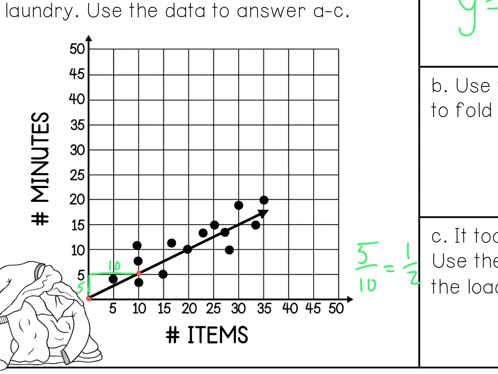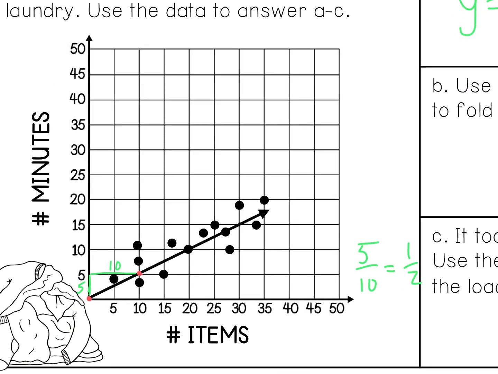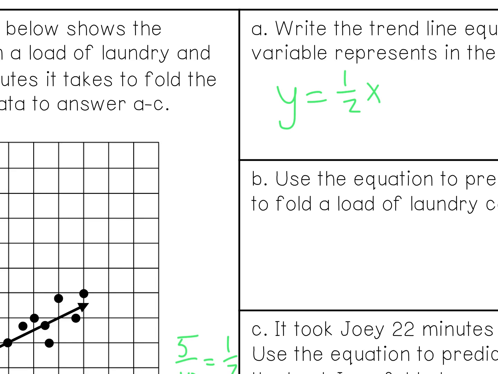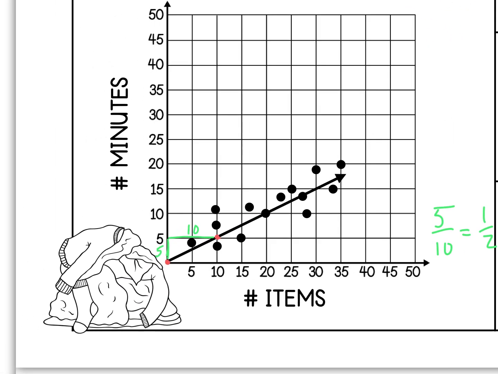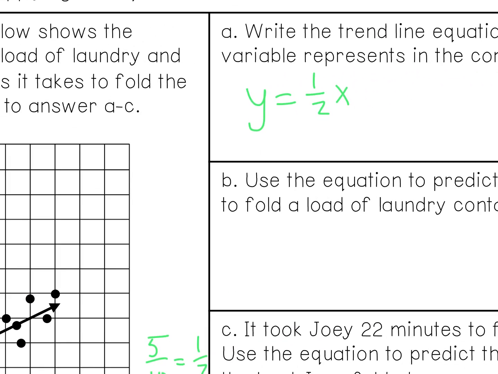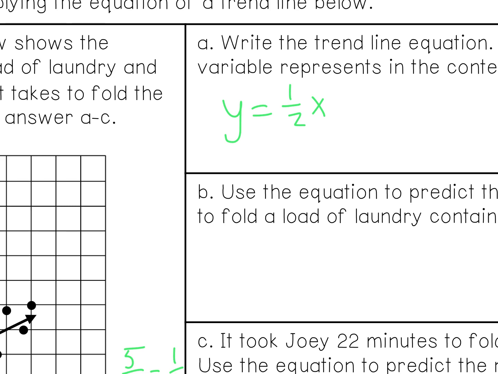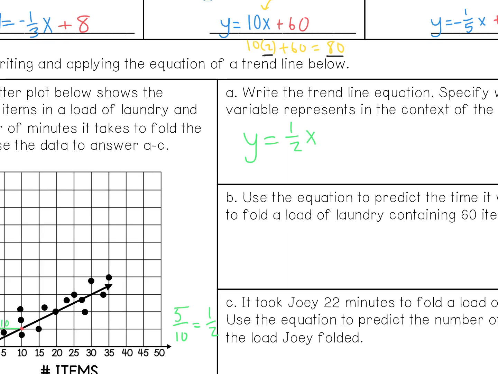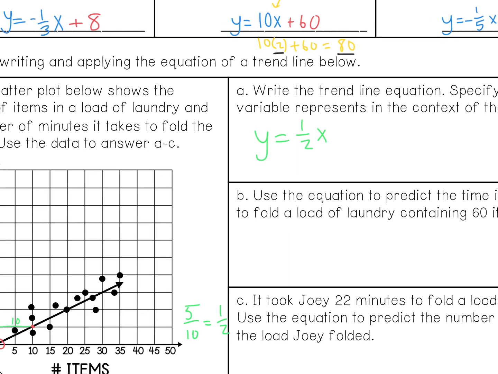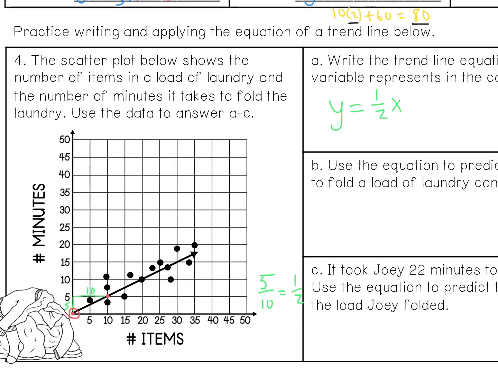So for A, we have y equals 1/2 x. Is that a positive or negative slope? Positive. Okay, and then where is our y-intercept? Where does it cross? 0. So do I need a b value? No, I don't. So that's our equation, 1/2 x. But let's write down what x and what y are.